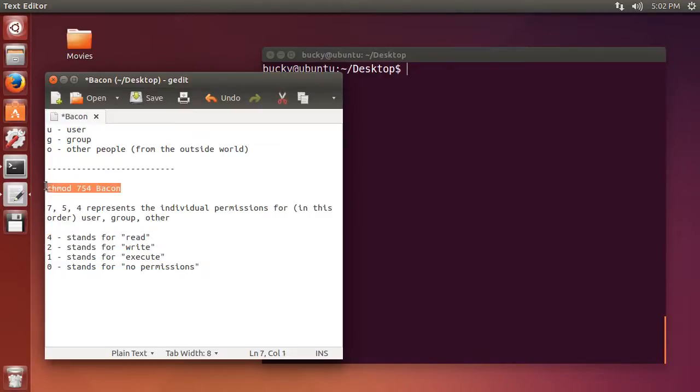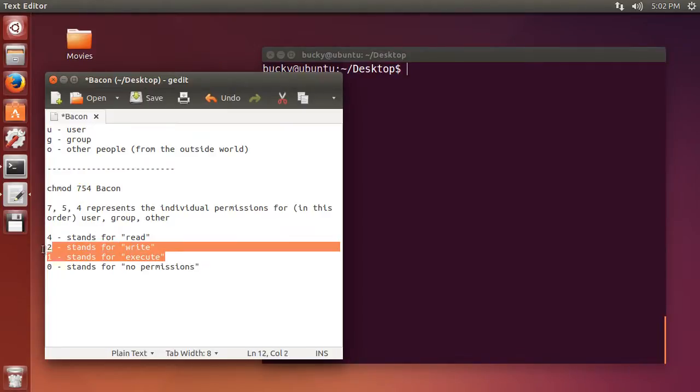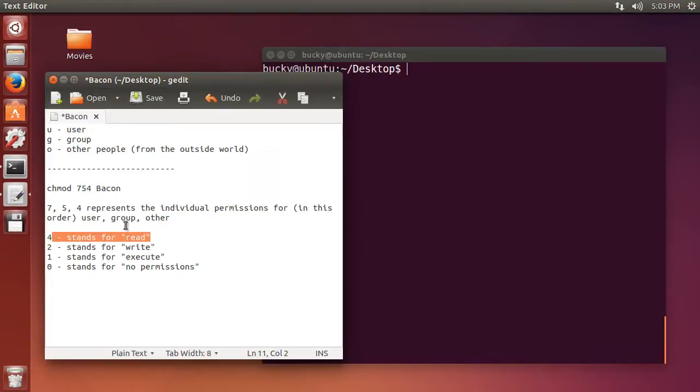So let's figure out what this thing means. It means we're going to change the privileges for bacon, or their permissions. So users, which is the first one, they have a 7, so they can read, write, and execute it. Alright, so group, they have a 5. So what adds up to a 5? Well, they can read and execute it. Alright, what about other people? Other people only have a 4. So that means that they can only read it.